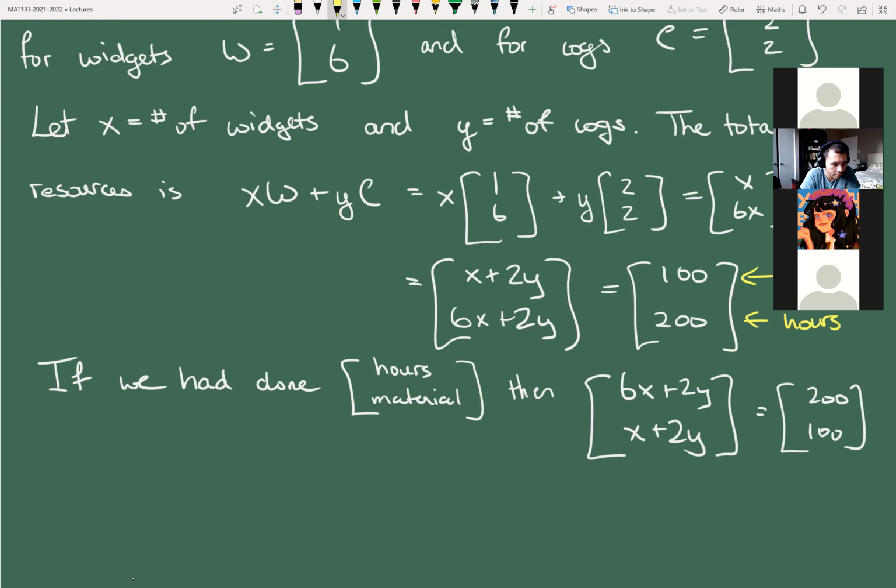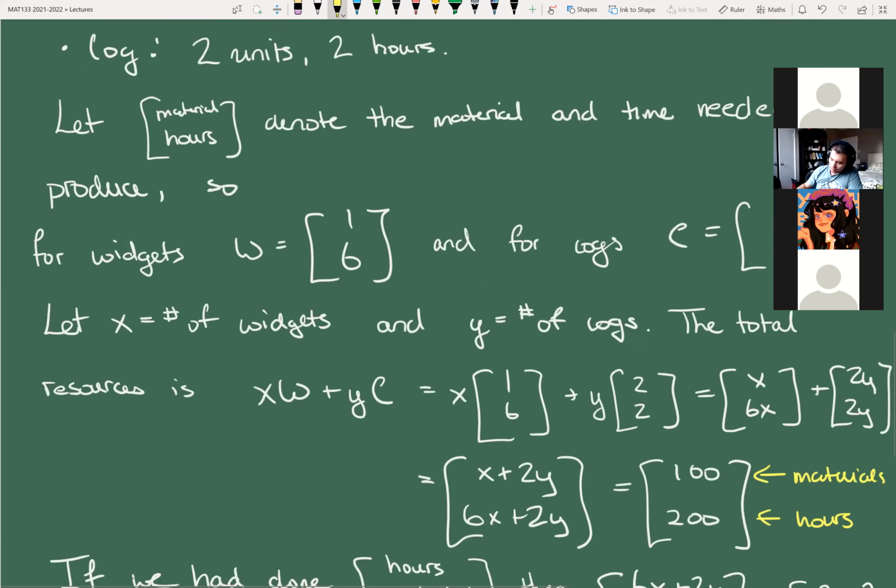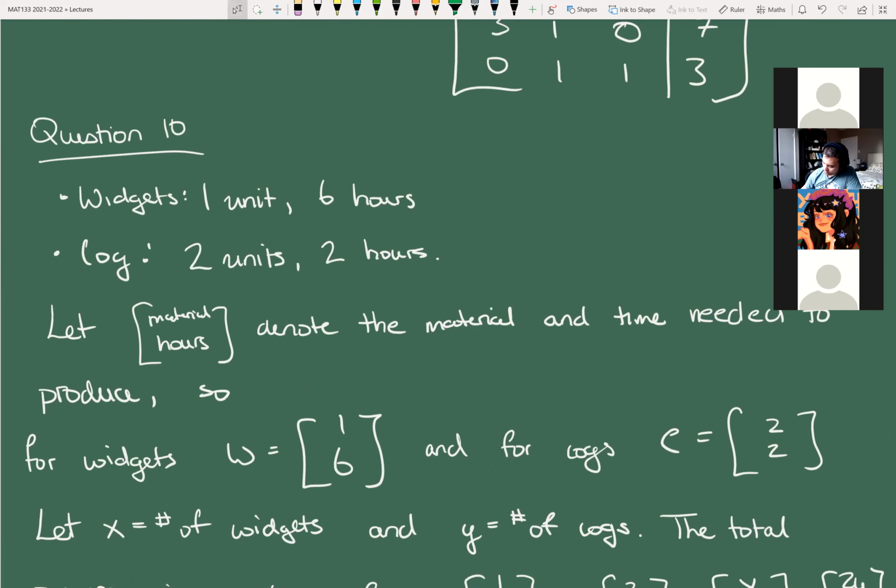Yeah. Can I put everything in a table so I don't get confused? I mean, I'm not going to tell you what you can and can't do. If you want to use a table, especially in the early part, like if you want to use a table up here and you want to do widgets, cogs, and then material, and then hours, go crazy. That's a great little organizational tool. 100% you should do this, right? Like 1, 6, 2, 2. Yeah, go crazy.